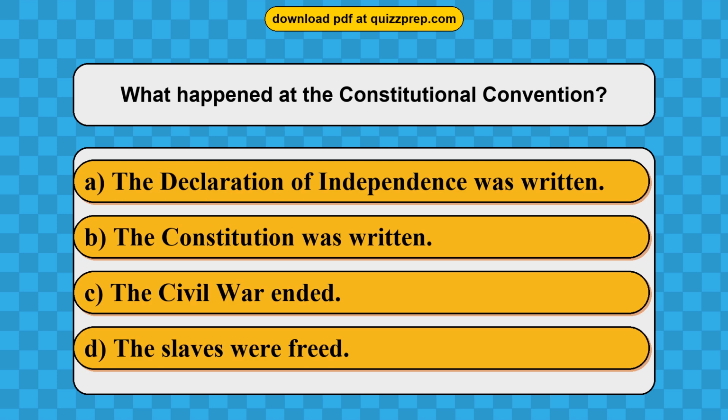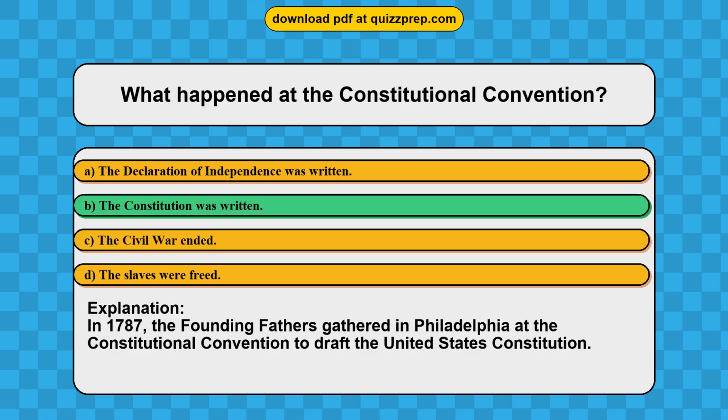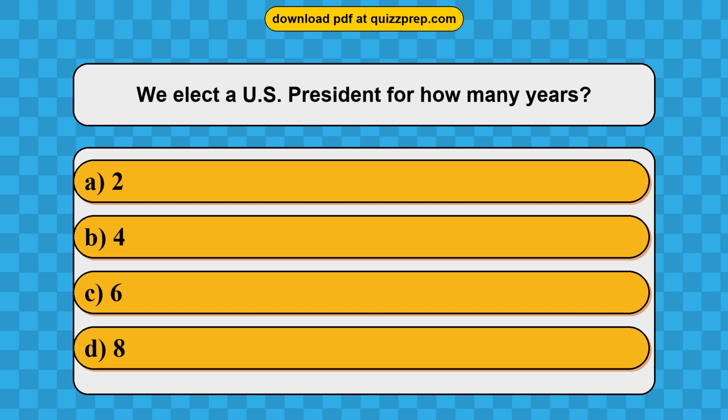Question 6. What happened at the Constitutional Convention? Option A. The Declaration of Independence was written. Option B. The Constitution was written. Option C. The Civil War ended. Option D. The slaves were freed. The correct answer is option B. The Constitution was written. In 1787, the Founding Fathers gathered in Philadelphia at the Constitutional Convention to draft the United States Constitution.